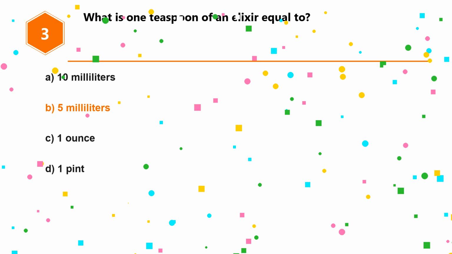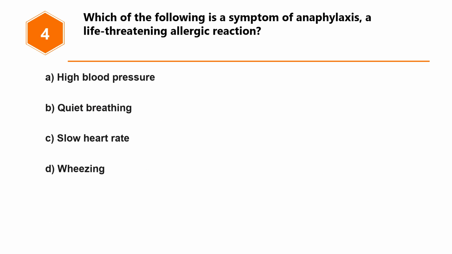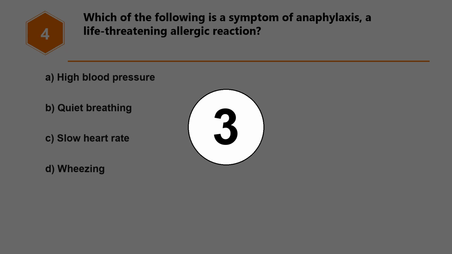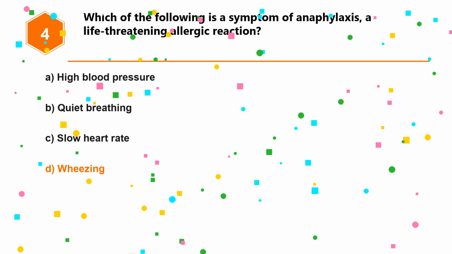5 milliliters. Question 4. Which of the following is a symptom of anaphylaxis, a life-threatening allergic reaction? Option A. High blood pressure. Option B. Quiet breathing. Option C. Slow heart rate. Option D. Wheezing. The correct answer is option D.